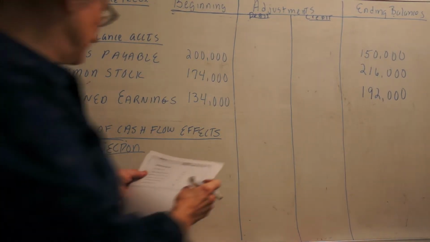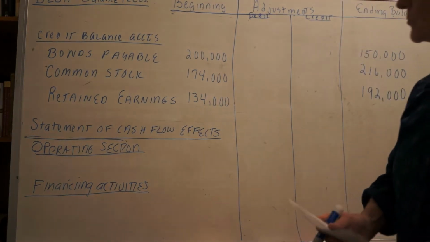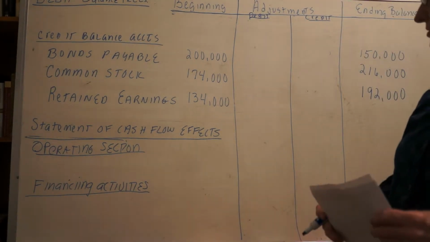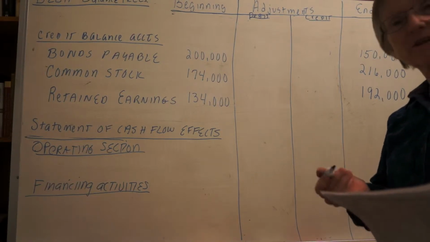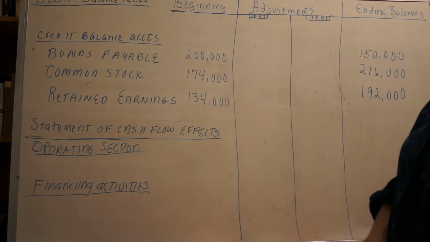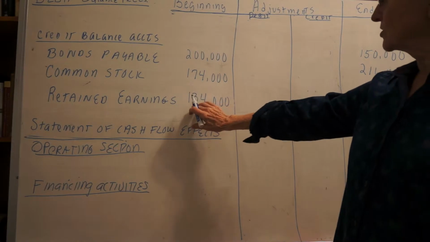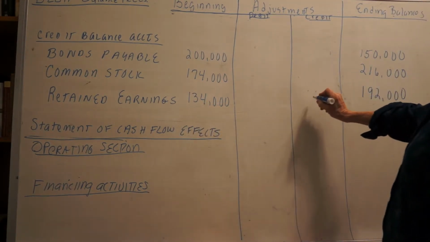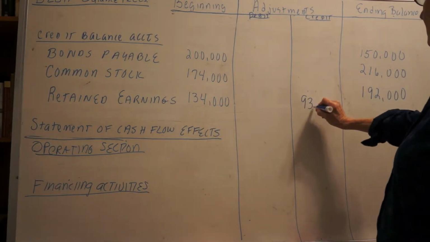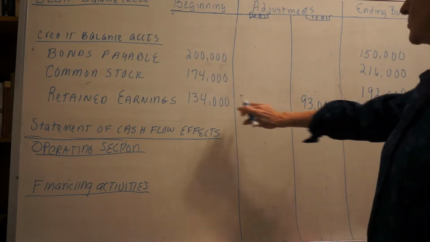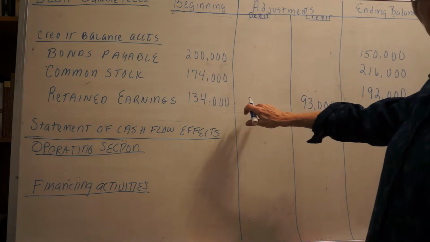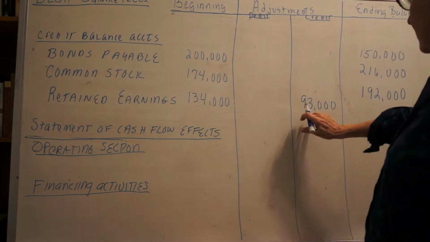So our net income, we know, impacts retained earnings. And we know that net income increases retained earnings. Our net income for the year is $93,000. Our retained earnings started at $134,000. The $93,000 in net income would be an increase to the retained earnings. But we know we're not adding across yet, so there must be something else, but we'll get to that.